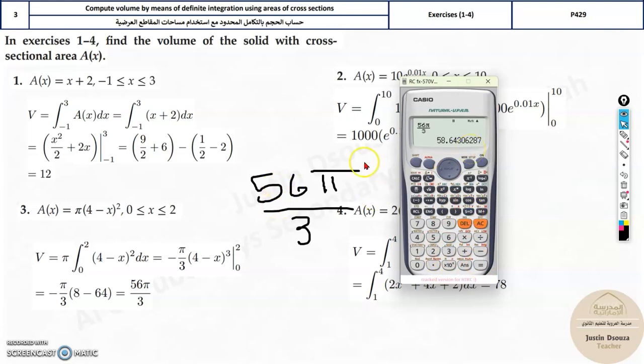So you will have 58.64 in your calculator, but the answer won't be in any of the options because your options will be in terms of pi. All you need to do is simplify all of them, put it in your calculator and press ST.